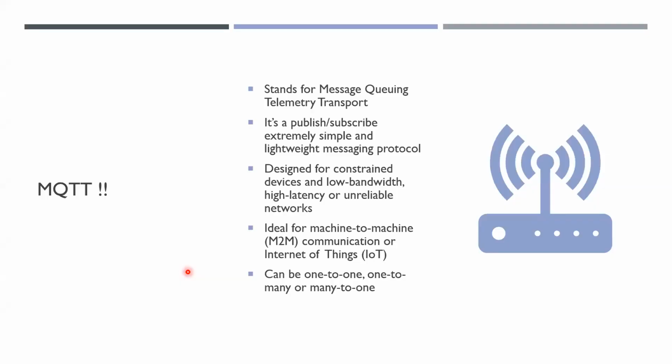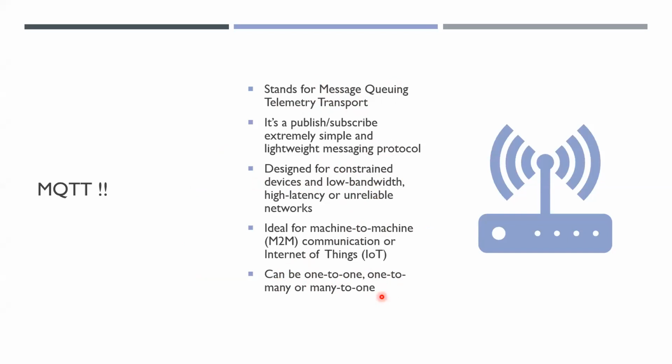Okay, so MQTT stands for Message Queuing Telemetry Transport. It is basically a publish-subscribe messaging protocol designed for constrained devices such as our device, the ESP8266, which is not too powerful, and for unreliable networks. It is ideal for machine-to-machine communication and also Internet of Things.